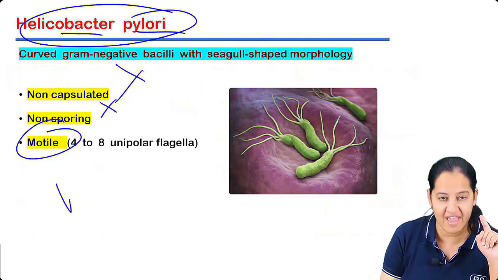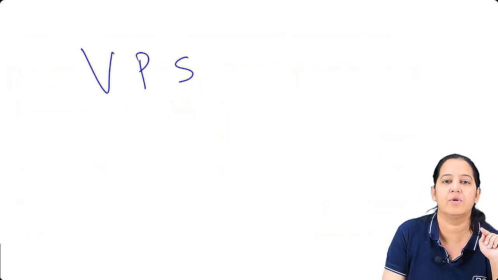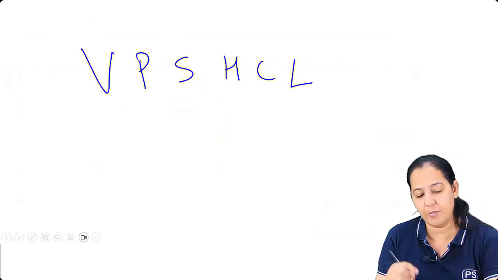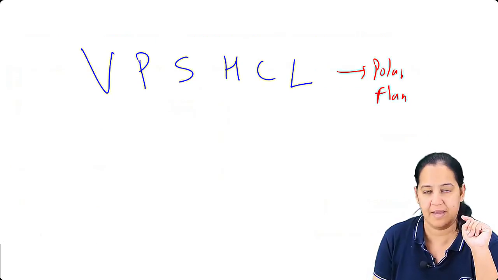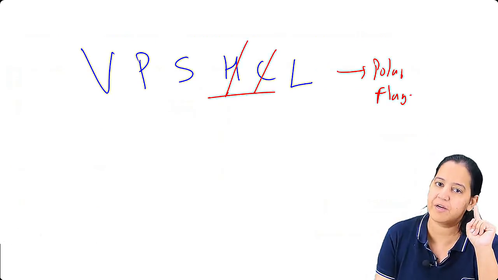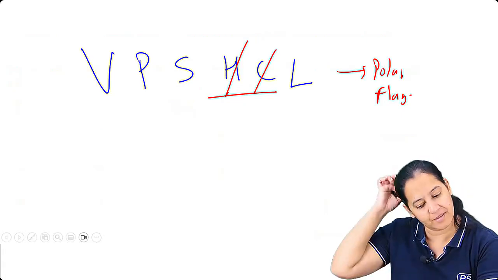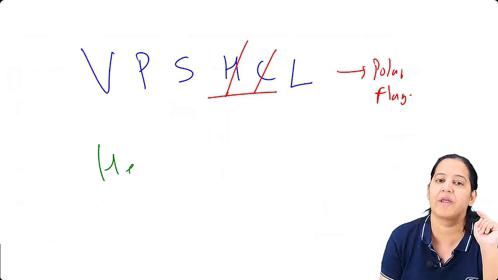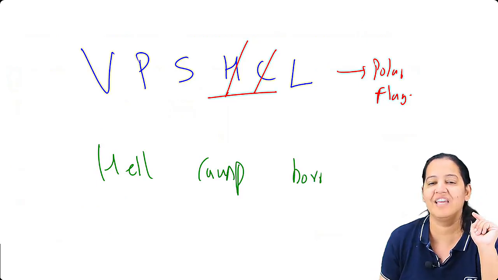Very protective solution HCl. Let me give you two mnemonics. Very protective solution HCl. Whose mnemonic is this? Polar flagella. Helicobacter and Campylobacter are both coming here; I told you, both always come together. One more mnemonic: Hell camp is boring.